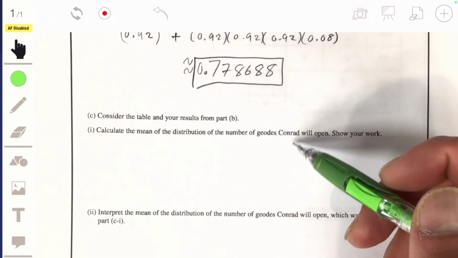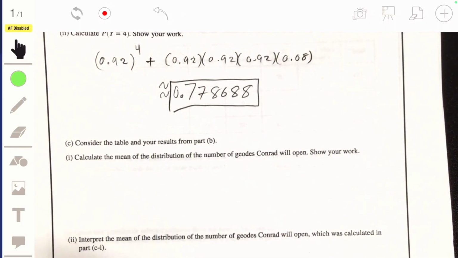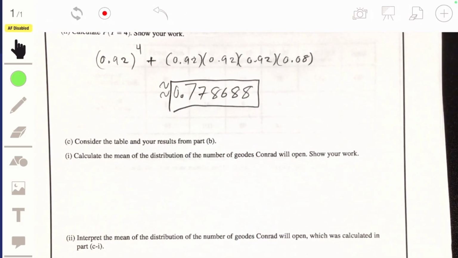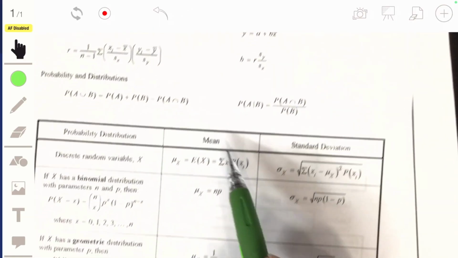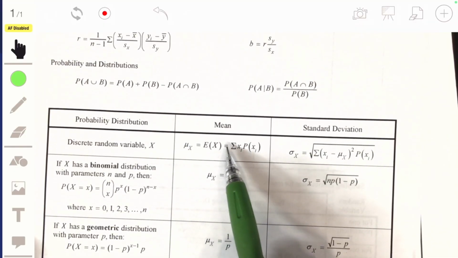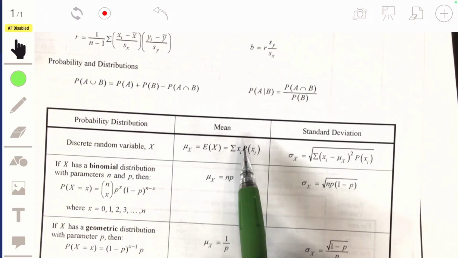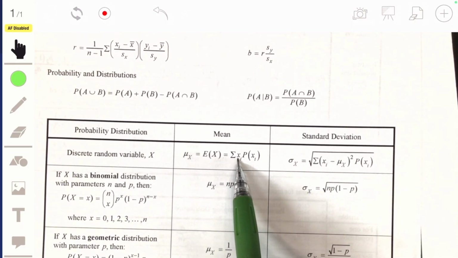All right, calculate the mean of the distribution of the number of geodes Conrad will open. Okay, show your work, of course. So we're trying to figure out on average how many geodes he will open. For this we just use our expected value formula, or mean value for random variables, which is this. So we sum up the probability of getting the geode on each trial, all added.